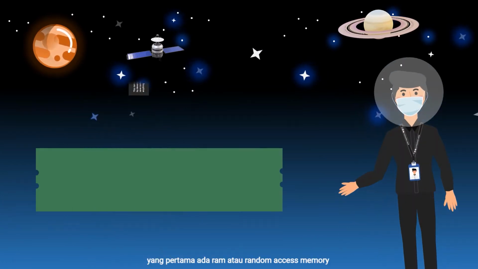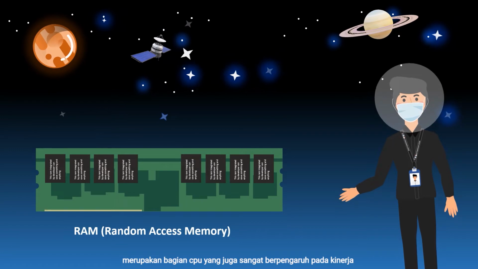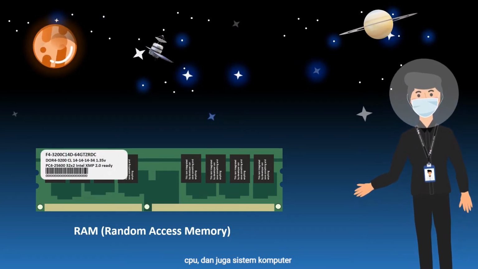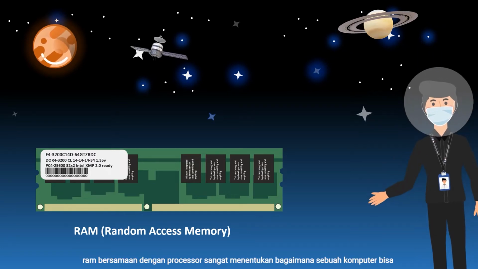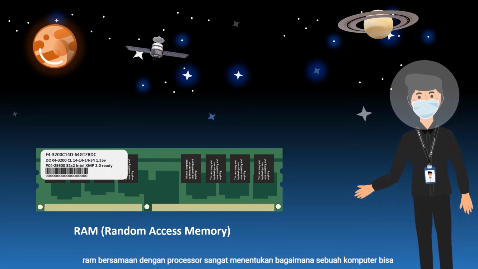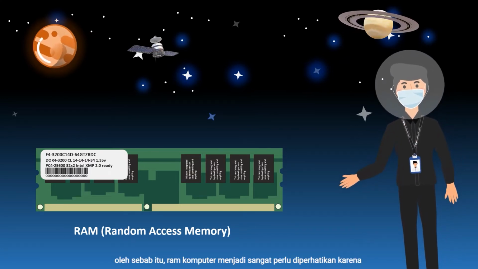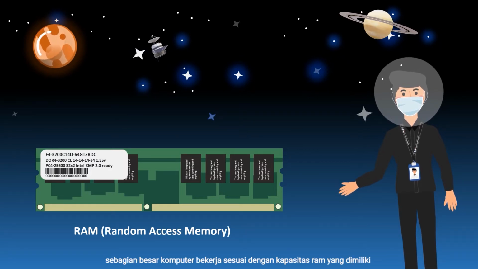The first is RAM, or random access memory. It's a part of the CPU that also affects the performance of a CPU and also a computer system. RAM, together with the processor, determines how well a computer can work, especially for multitasking. Therefore, computer RAM is very important to know about, because most computers work in accordance with the RAM capacity of a device.